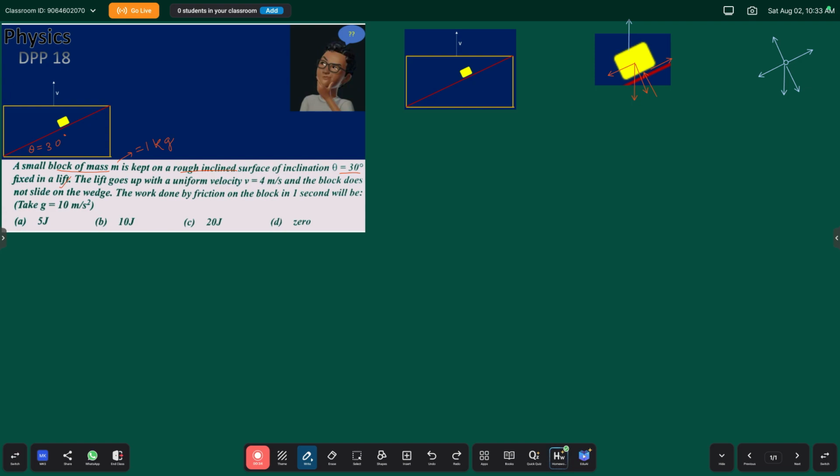And the surface is fixed in a lift. The lift goes up with a uniform velocity v, 4 meters per second, and the block does not slide. The block is not sliding, which means along this direction there is no v. V is equal to 0 with respect to the frame attached to the lift. So the work done by friction on the block in 1 second is being asked in the question.